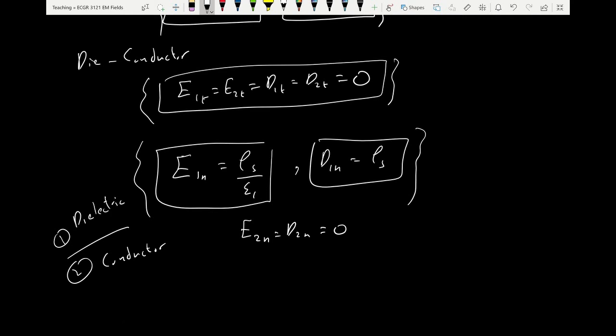Okay, so this concludes the discussion of interface conditions. Hopefully it's pretty intuitive at this point.